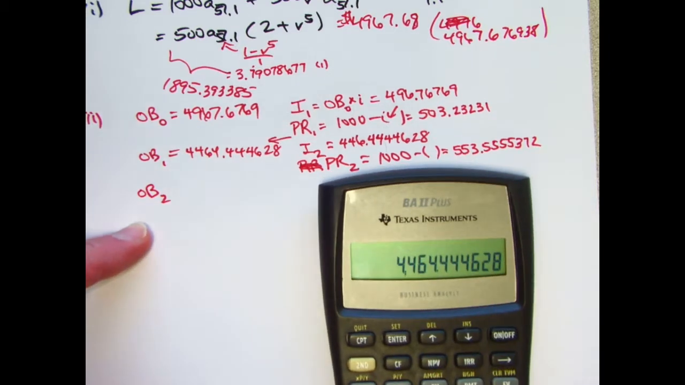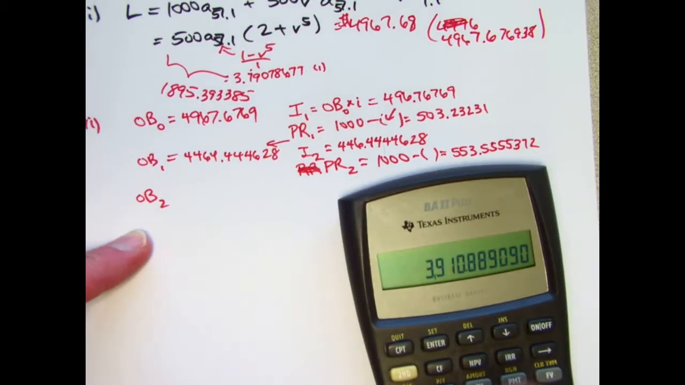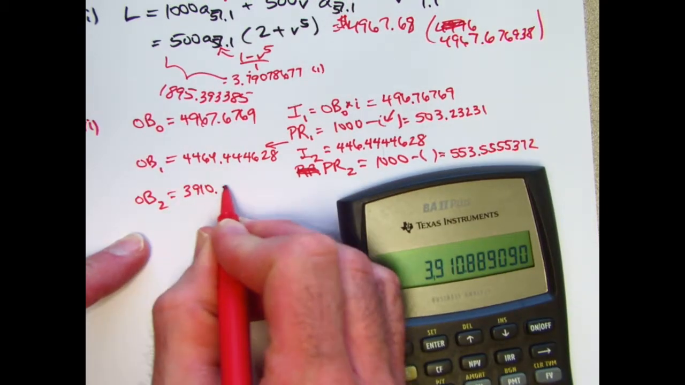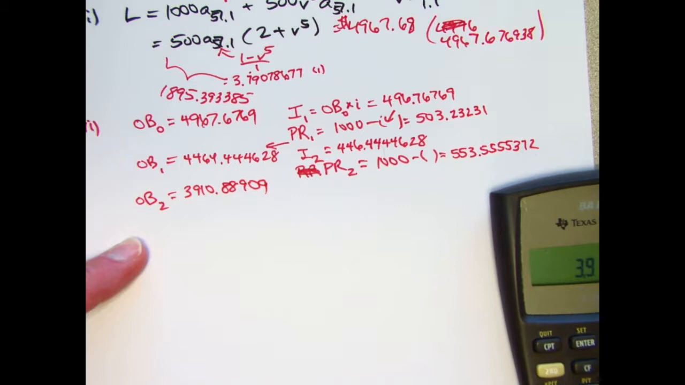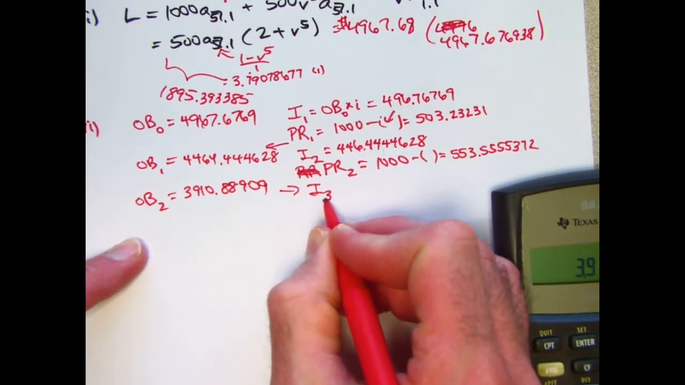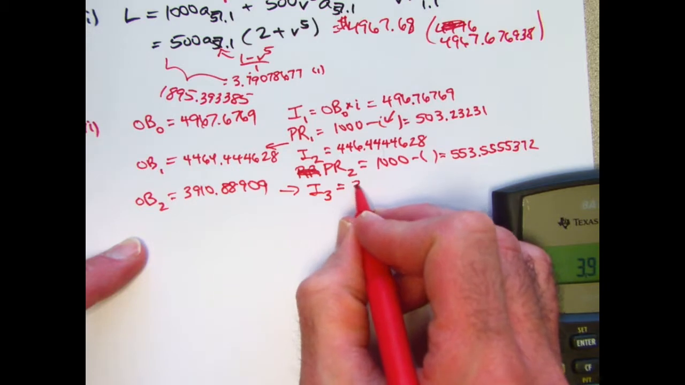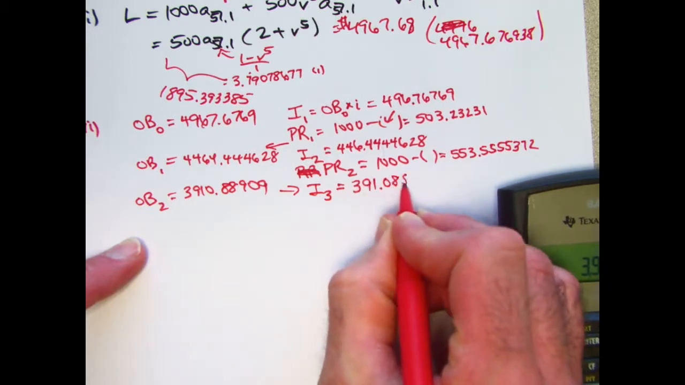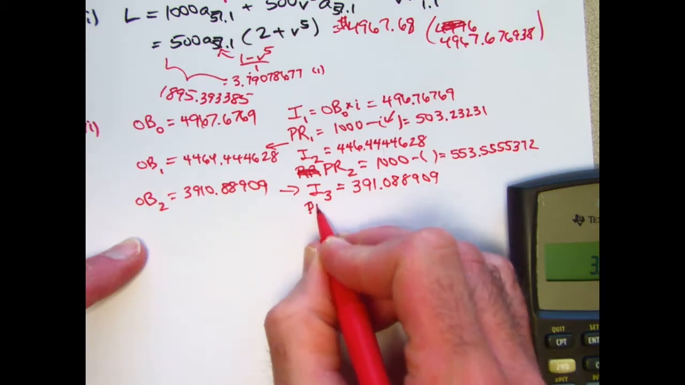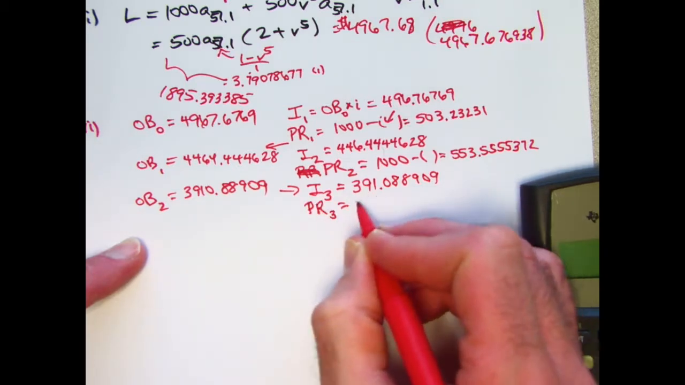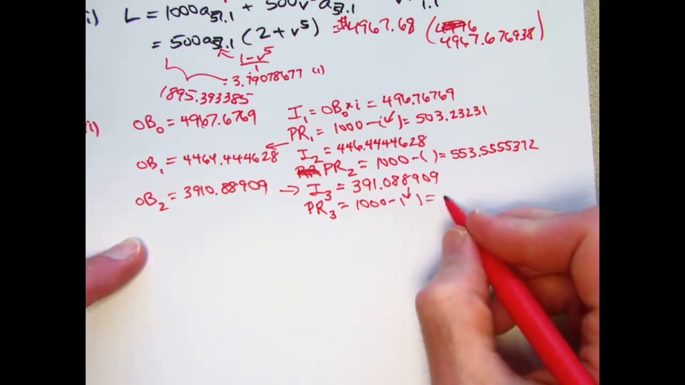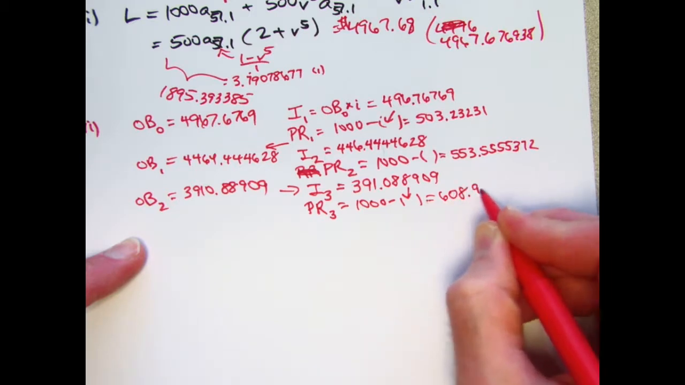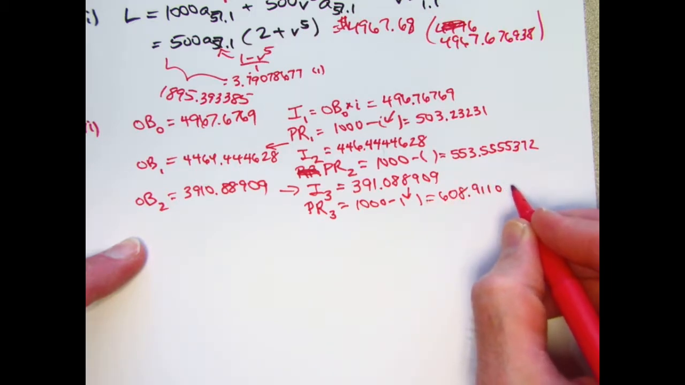So take this number and subtract 553.5555372. It's about 3910.89. We're almost to outstanding balance at time 3. Hang with me here. The interest that we pay during the third year is going to be 10% of that. The principal reduction after that third payment will be 1,000 minus this amount there, and that will be 608.911091.